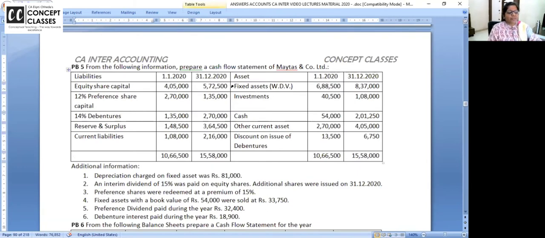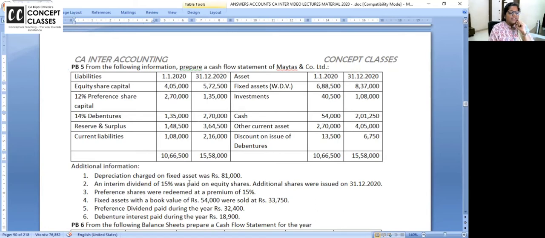From the following information, prepare the cash flow statement of Metas and Company. January and December figures are given. Share capital, preference capital, debentures, reserves, fixed assets, investment, cash, current assets. Now see, discount on issue of debentures. You are not allowed to issue shares on discount. But can you issue debentures on discount? Yes, it's allowed. And discount on issue of debentures is there and it's reducing, means definitely something you have debited in P&L. I'll analyze each and every item.